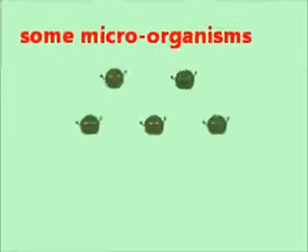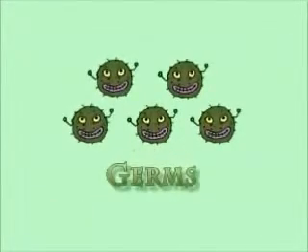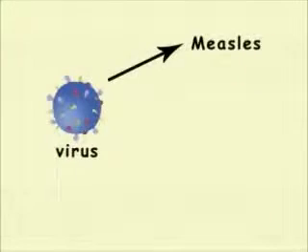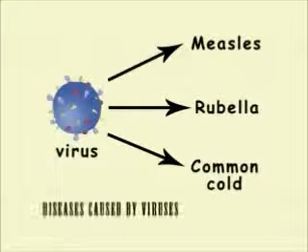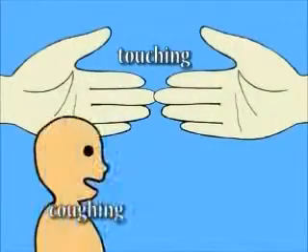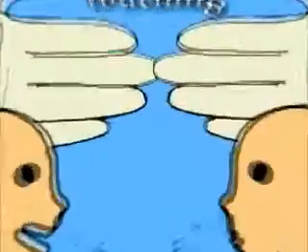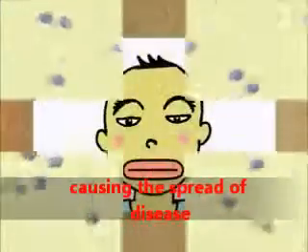Some microorganisms can be harmful and make us ill. Germ is the everyday word used for microorganisms that cause disease. Measles, rubella, and the common cold are examples of diseases that are caused by viruses. Touching, coughing, and sneezing can transmit these viruses from one person to another, causing the spread of disease.